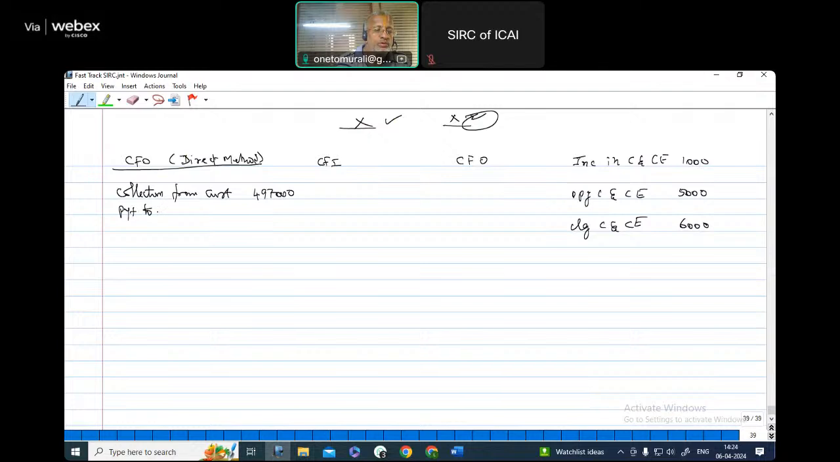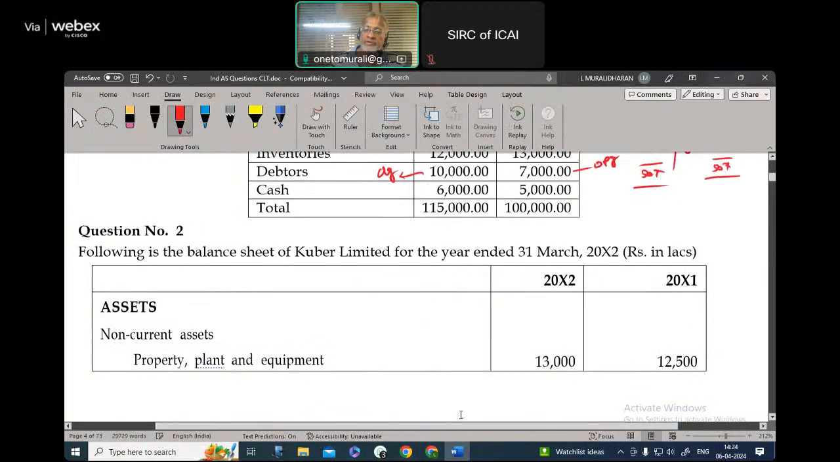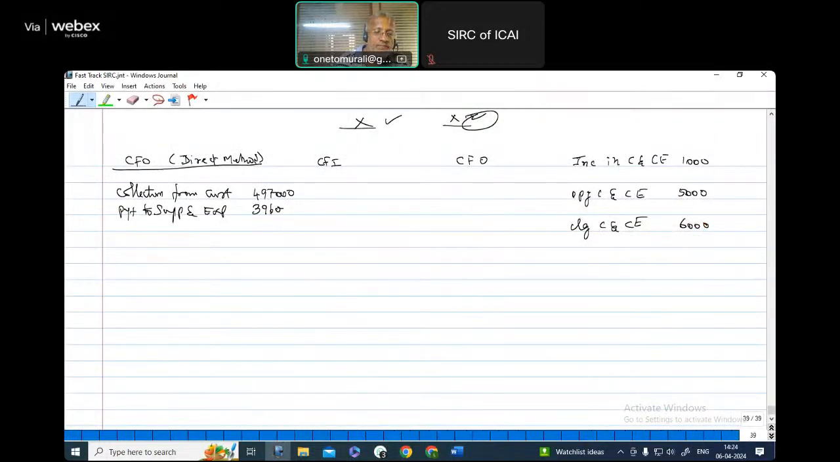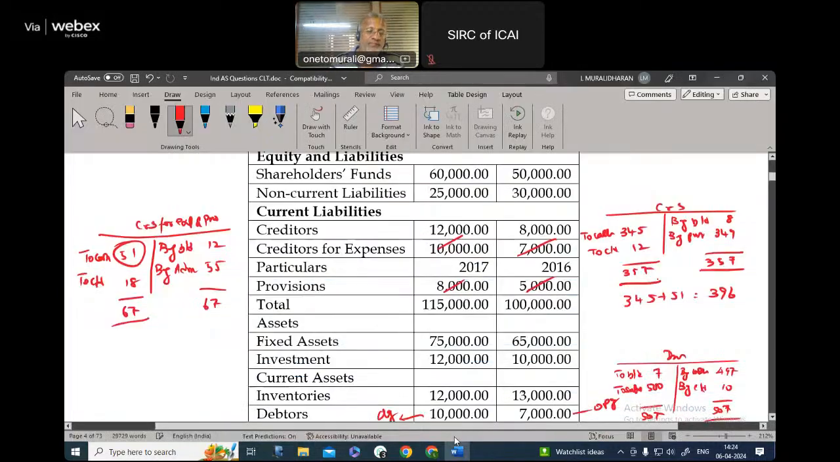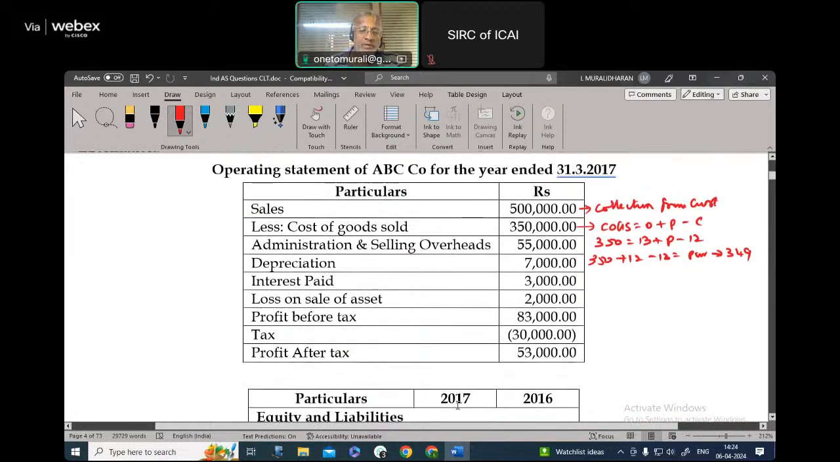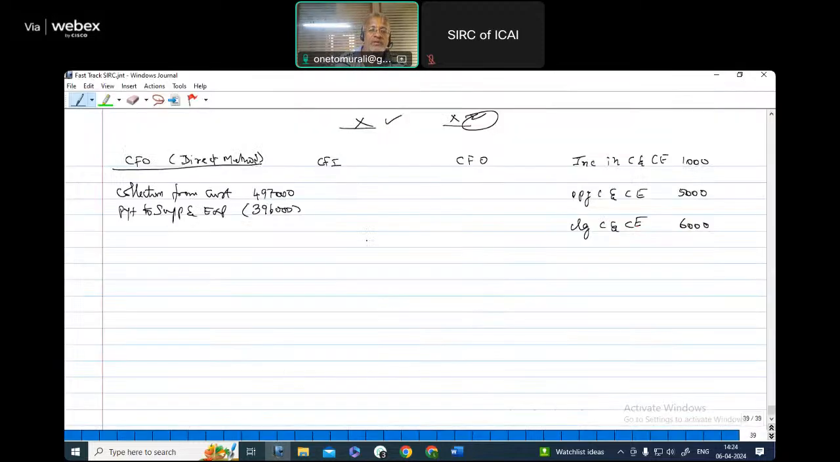Payment to suppliers and expenses. So how much is it that we have taken up? We have taken up 396. Then administration, we have taken up one by one. Depreciation is a non-cash item. Interest payment will come under financing. Interest paid 3,000.